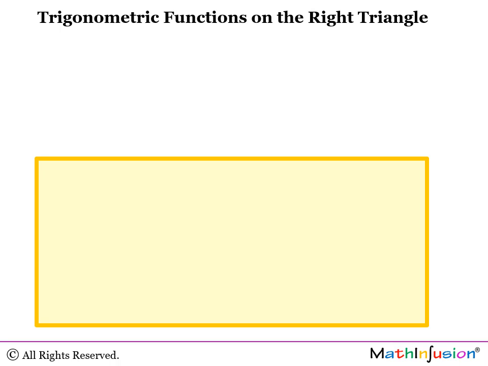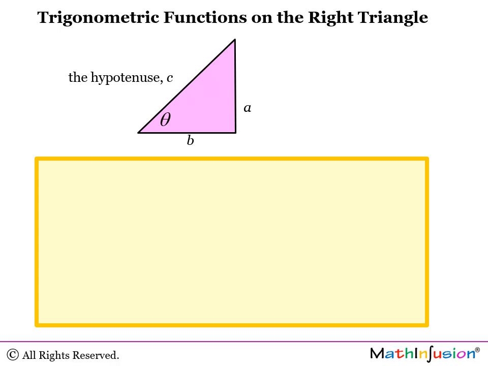We are now going to see the trigonometric functions on the right triangle. We are going to label theta as one of the angles which is not the right one. Here I choose this to be theta. I'm going to label the sides as A, B, and C, where C is the side which is against the right angle. In this case, theta has to be greater than 0 and less than pi over 2.